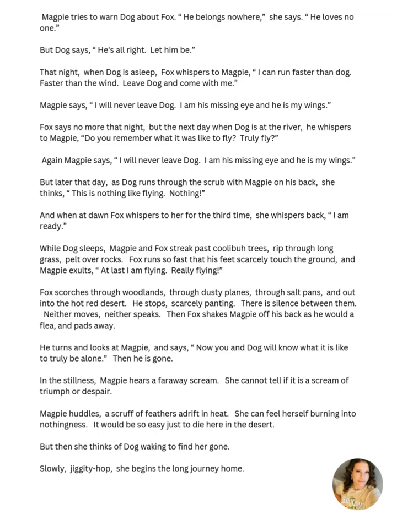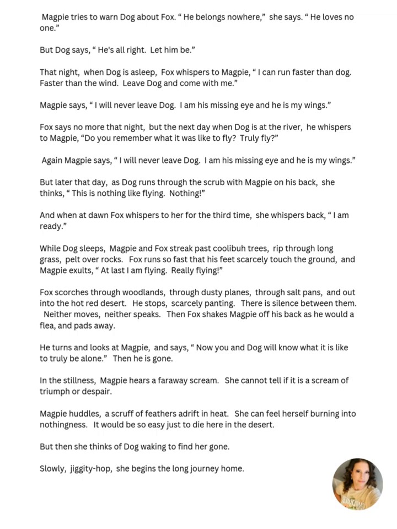Let him be. That night, when Dog is asleep, Fox whispers to Magpie, I can run faster than Dog, faster than the wind. Leave Dog and come with me. Magpie says, I will never leave Dog. I am his missing eye, and he is my wings. Fox says no more that night, but the next day when Dog is at the river, he whispers to Magpie, do you remember what it was like to fly? Truly fly? And again, Magpie says, I will never leave Dog. I am his missing eye, and he is my wings.